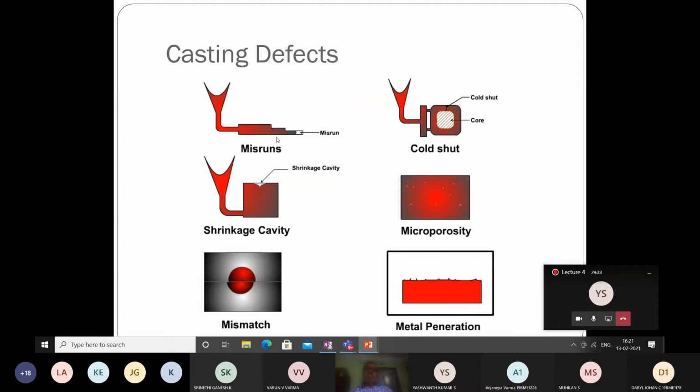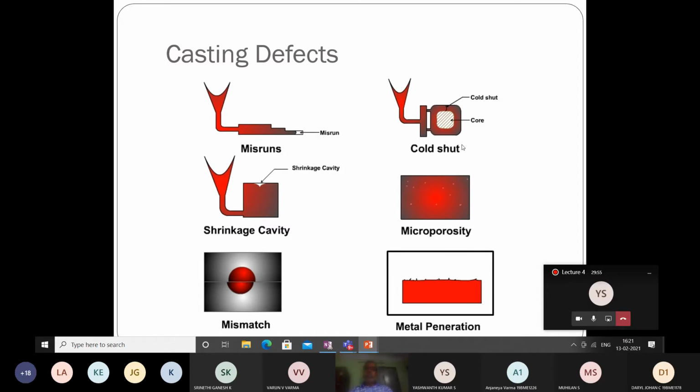So what is the main reason for this? Why is misrun coming? Sometimes the metal becomes too cold. Initially it will be hot, but while flowing it becomes too cold and cannot move further. The fluidity is not good, so the cavity is unfilled. That is a defect. This is called misrun.